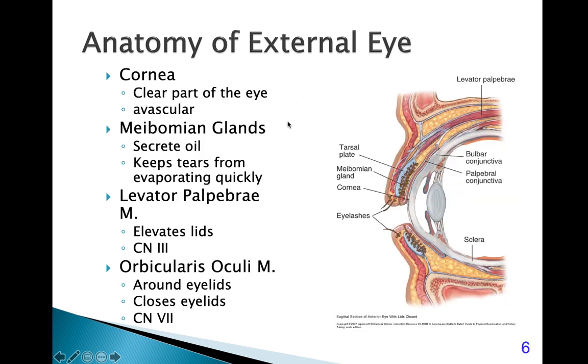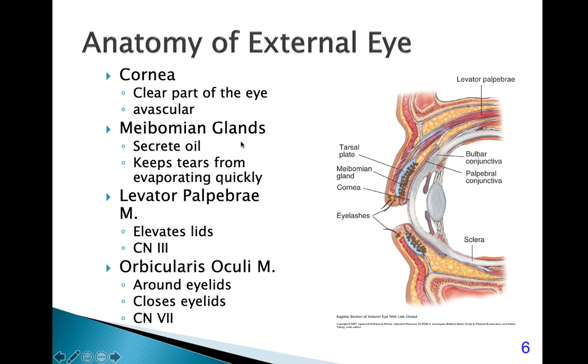The cornea is the clear part of the eye and it's avascular. Think of the cornea as like the windshield of the car. It has to be clear in order for you to see out of it. It has to be smooth. If it's not, you can have visual acuity issues.